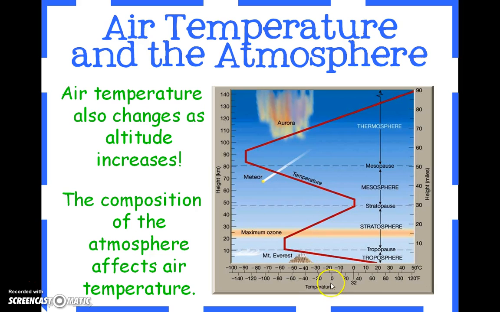The stratosphere is going to get warmer as you go up because of the ozone layer. The mesosphere is going to get colder. It is our coldest layer. We'll learn that. And then the thermosphere is going to get warmer. So if you know the layers and you know the troposphere gets colder, the rest is easy. It's a pattern. It gets colder, then warmer, then colder, then warmer. And that is it.